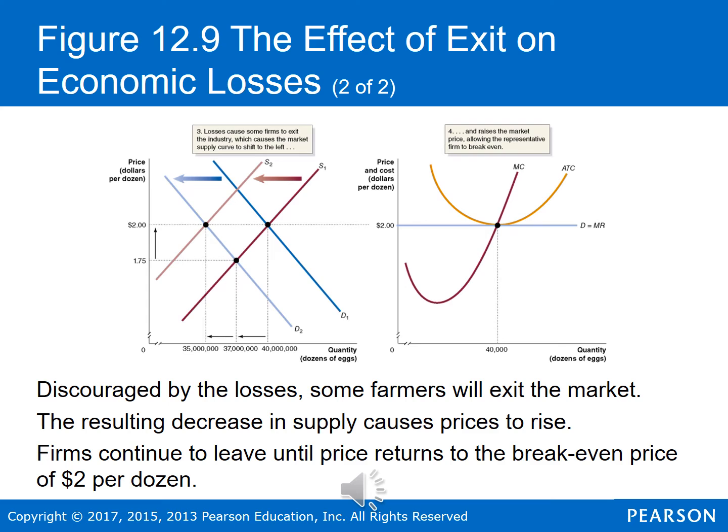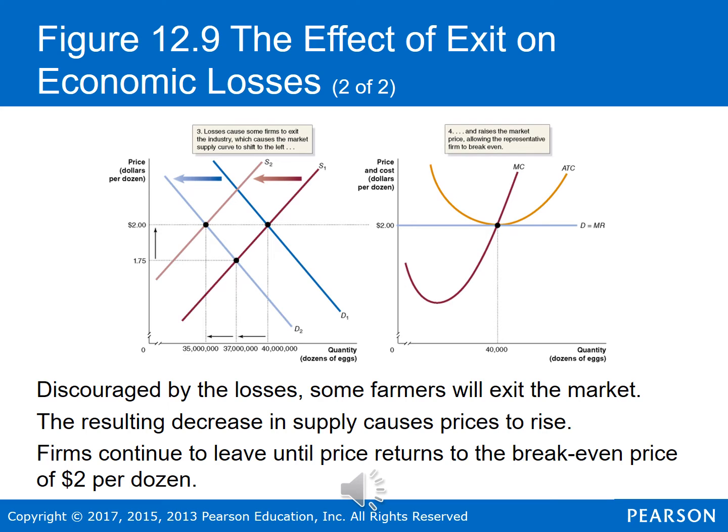Discouraged by these losses, some farmers are going to exit the market because they're losing money. It's not worth it for them. They can earn more money doing other things, using their resources in different ways. What that's going to do is cause the market supply to decrease. When the market supply decreases, the quantity demanded decreases, but the price increases.